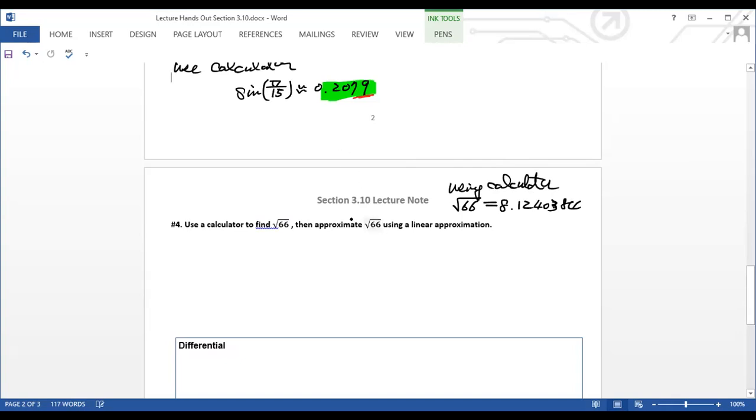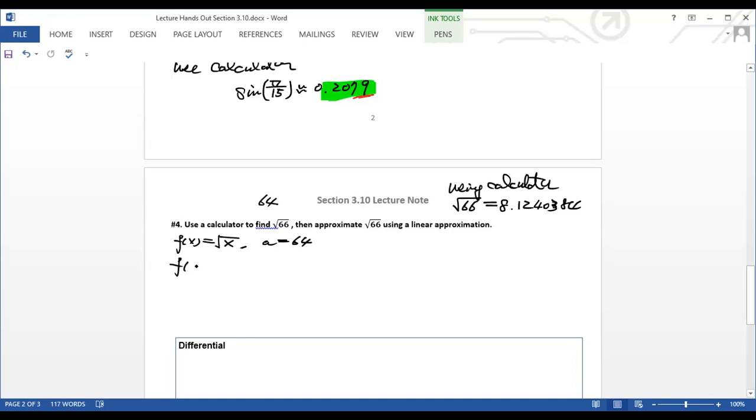Well, for 66, I know a nearby value whose square root is known: 64. The square root of 64 is 8. So now I will say my f(x) is the square root of x, and a is 64. I want to find the linear approximation close to a, so it's 64.